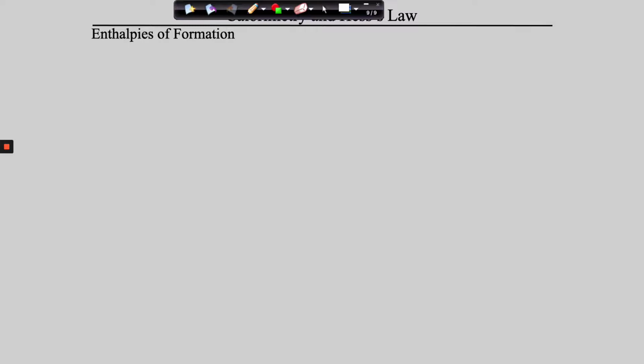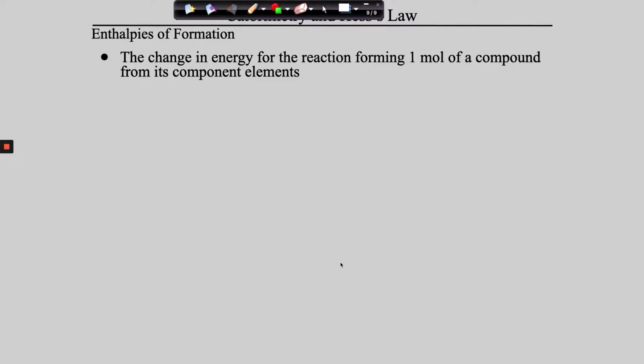But guys, you need to know the definition. Not because they're going to ask you on the test, what's the definition? You need to know the idea. And the definition is this. Enthalpies of formation represent the change in energy for the reaction that forms 1 mole of a compound from its elements. Guys, I would encourage you to underline the words forming 1 mole and elements.